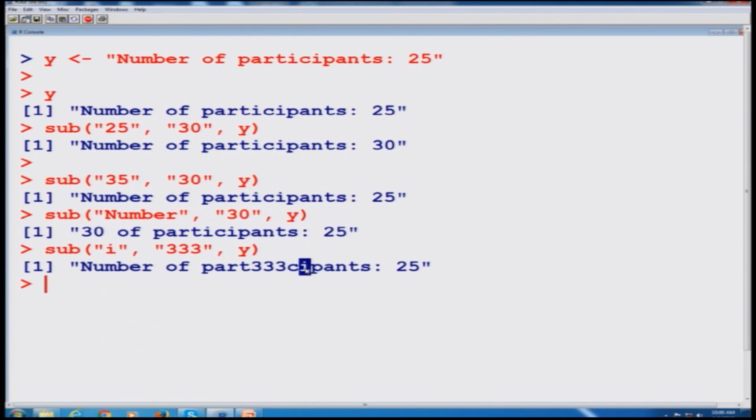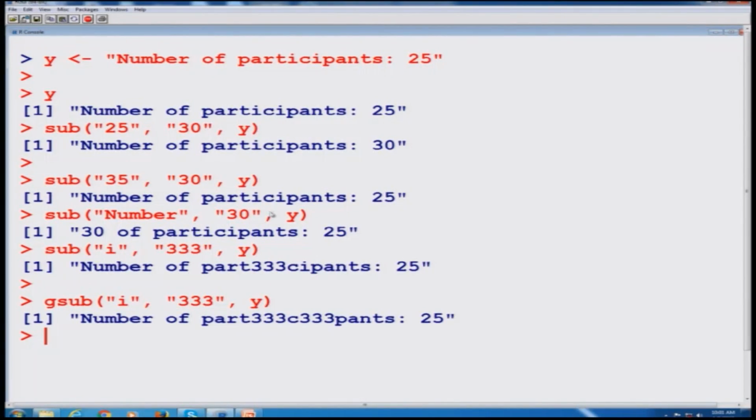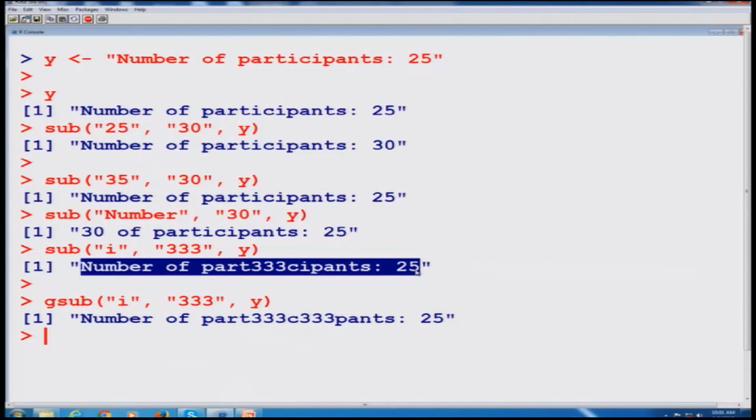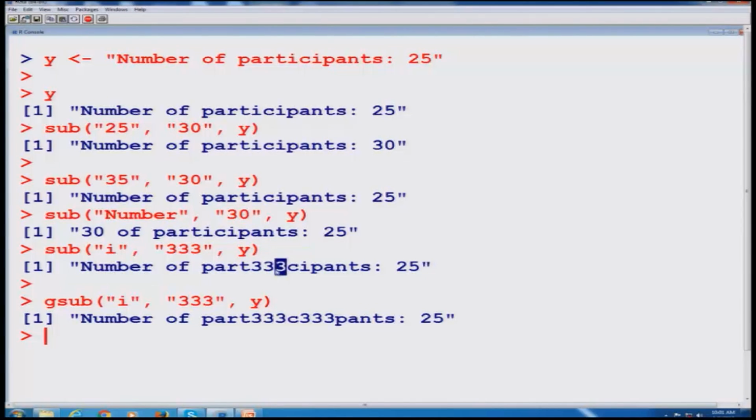But I will try to show you in the next part that if I use gsub, then this I will also be replaced. Okay, why not do it here? Let us see if I use gsub here. You can see here that this I is also replaced by 333. So, you can see the difference between this outcome where only one I is replaced, and with gsub both I's are replaced, first I, second I.